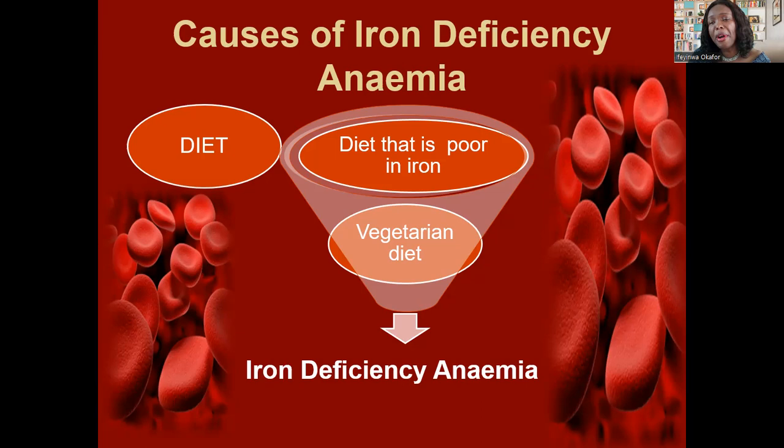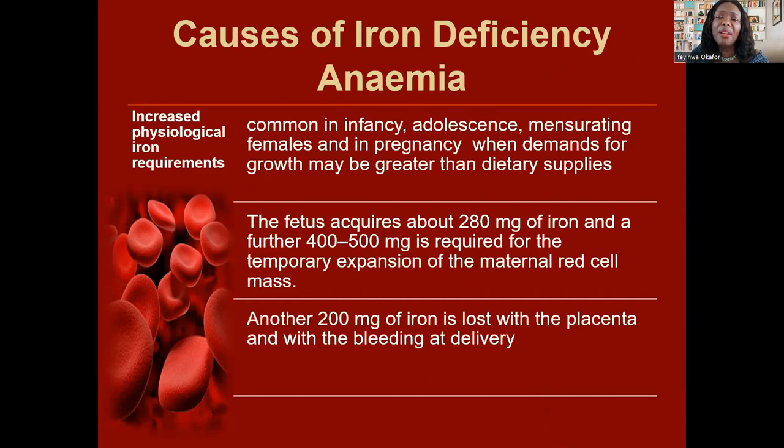Another thing that can cause iron deficiency anemia is increased physiological iron requirement. This is common in infants, adolescents, menstruating females, and in pregnancy, when the demands for growth may be greater than the dietary supplies. In infancy, they have a very high metabolic rate, and also adolescents, then menstruating women lose some amount of iron monthly during their cycle.